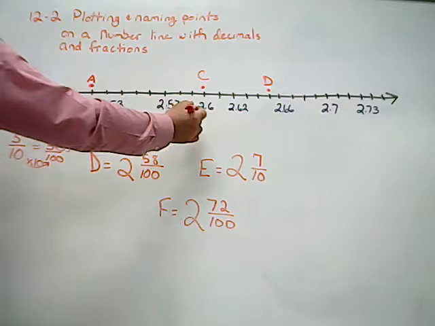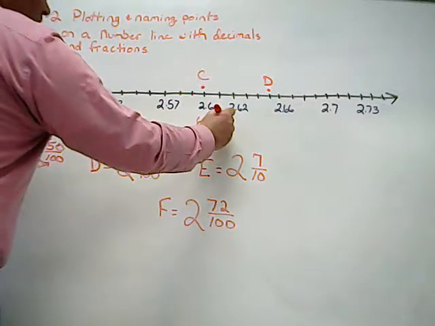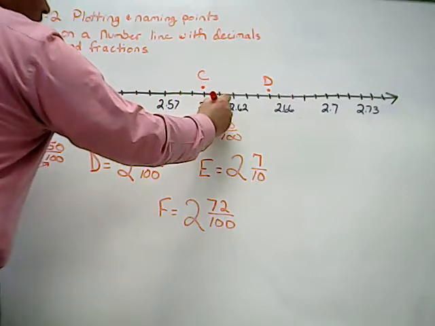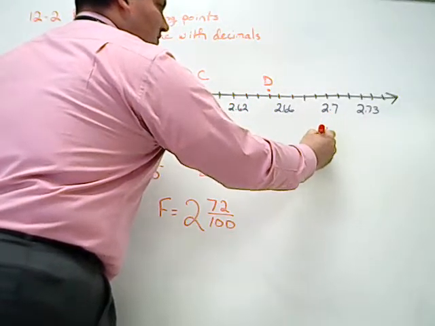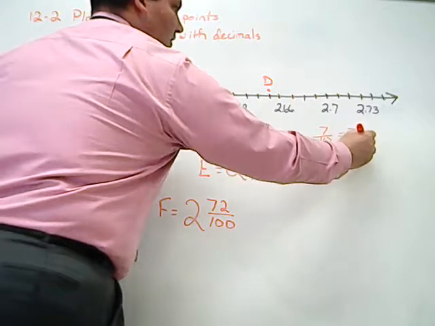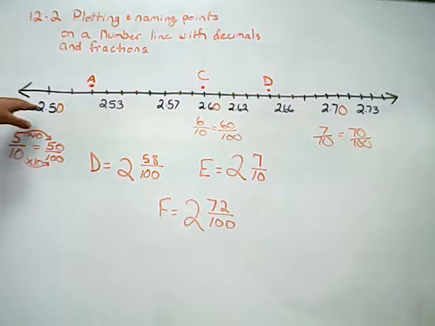Same thing with 6/10 here. 6/10 equals 60 hundredths. So I can put a 0 here. Same thing with 7/10. 7/10 equals 70 hundredths. So I can put a 0 here. And what that does is help me just continue my number line using hundredths.